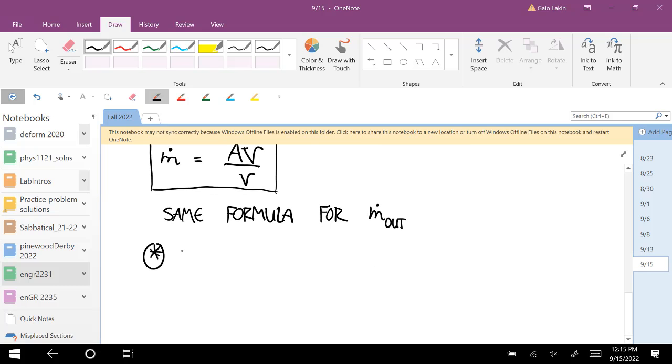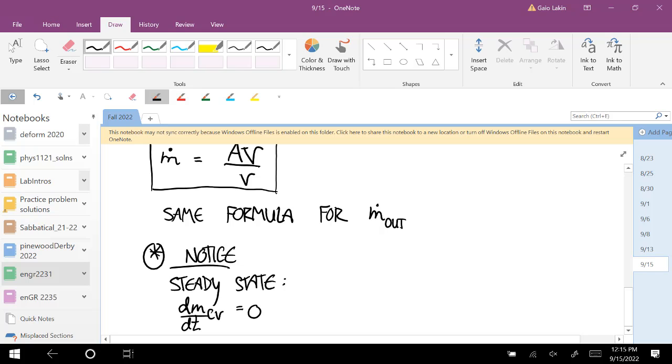And one thing to remember, you'll see sometimes talking about steady state. So steady state means dm/dt in the control volume is 0. And that's the same as saying the rate of mass flow in is equal to the rate of mass flow out.